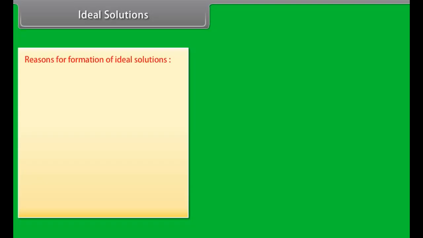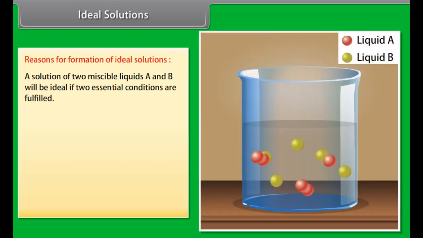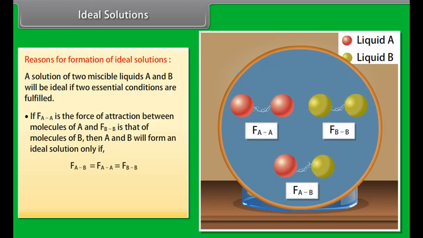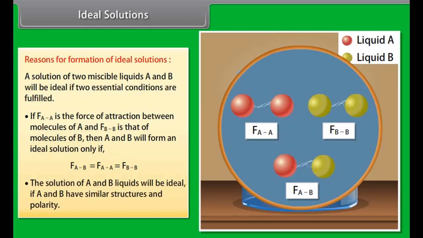A solution of two miscible liquids A and B will be ideal if two essential conditions are fulfilled. If the force of attraction between molecules of A and B is equal to the force of attraction within molecules of A and the force of attraction within molecules of B. The solution of A and B liquids will be ideal if A and B have similar structures and polarity.